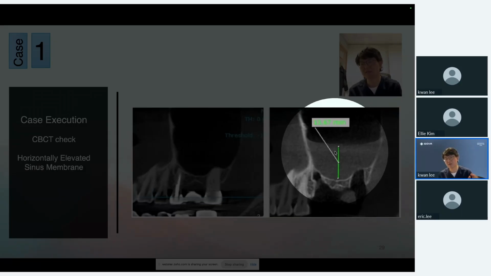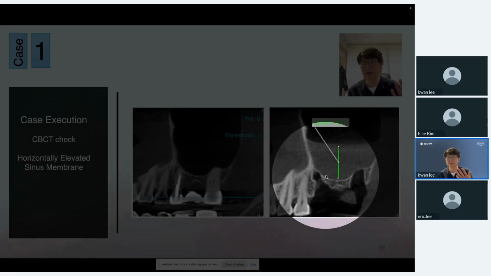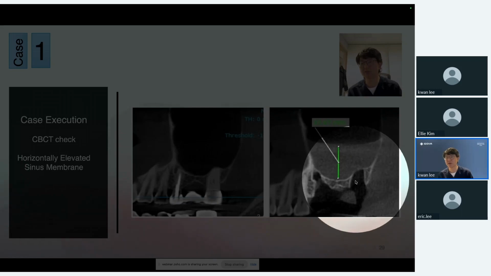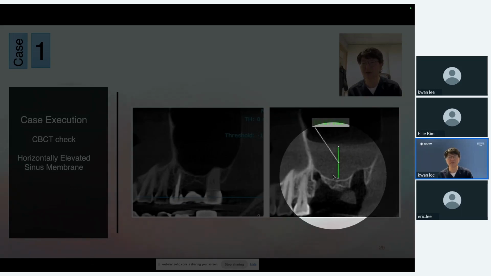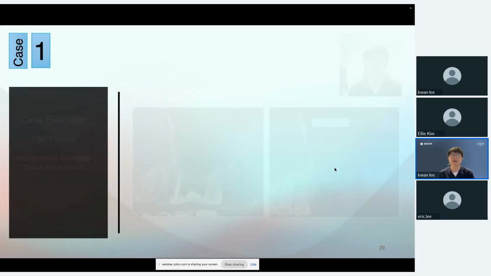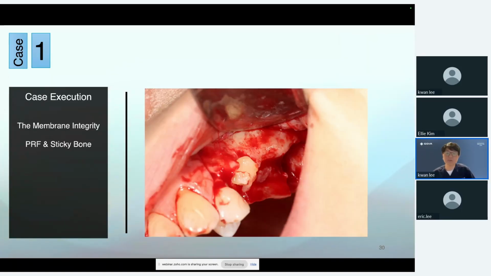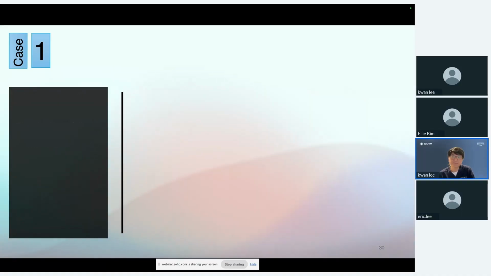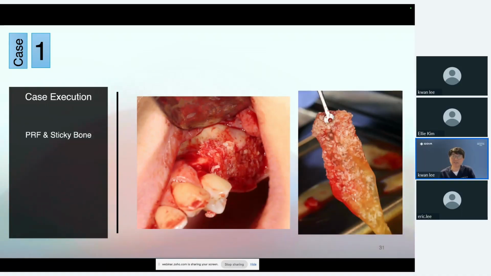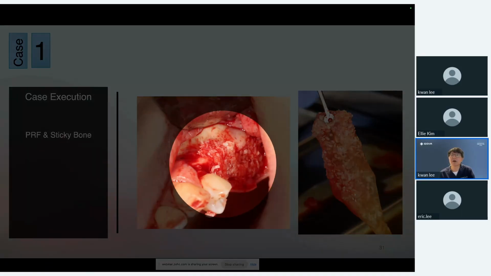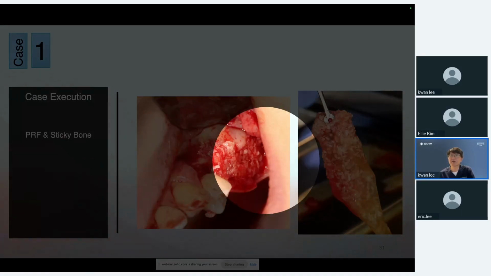See how uniformly I was able to elevate the Schneiderian membrane. Once the membrane is way up there, I'm no longer bound by the membrane. I can do the full drilling because I'm not touching the membrane at all from now on. So that's the closed chamber sinus elevation. Then I do my initial drilling, the same as you guys doing the under-drilling. As my graft material, I'm using PRF. Once the PRF is inserted, I'm using the rest of the grafting material, these types of sticky bone, for that.